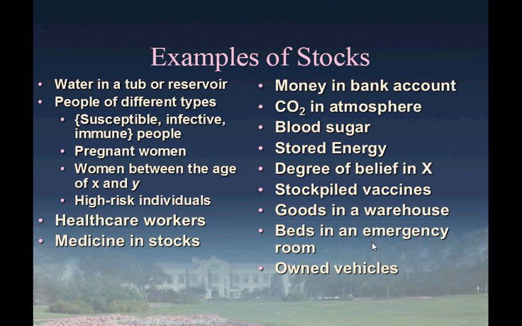Amount of medicine currently in stock. And in other areas, more biomedically, blood sugar level, the amount of stored energy, my current level of glycogen in the body, my level of activated T-cells of a certain sort to fight a pathogen within my body. It could be beds in an emergency room, the number of diagnostic rooms that are currently free for imaging in a hospital, or stockpiled vaccines. These are all examples of stocks. They're an accumulation in the sense that over time it builds up or decays, and there are processes by which it builds up or decays, so it'll be described with flows, okay?